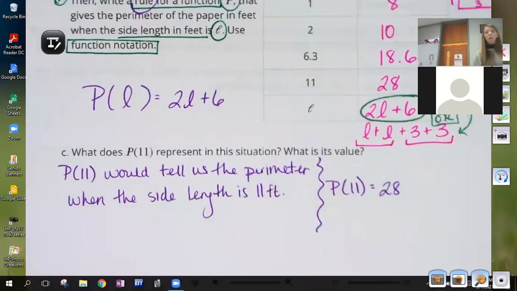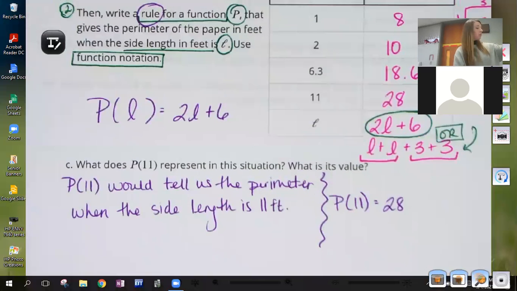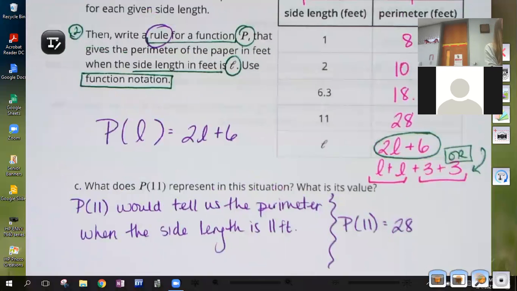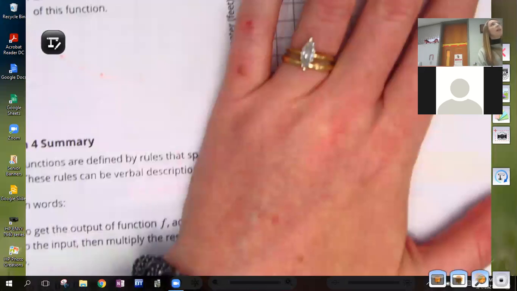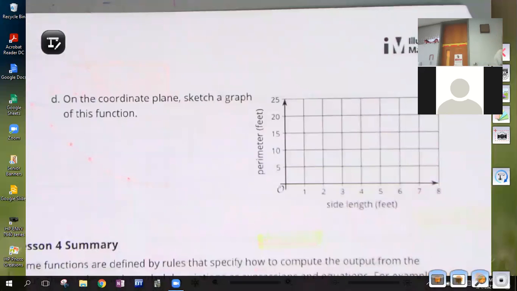All right, last question. We're making great time. We're going to graph it. On the coordinate plane, sketch a graph of this function.